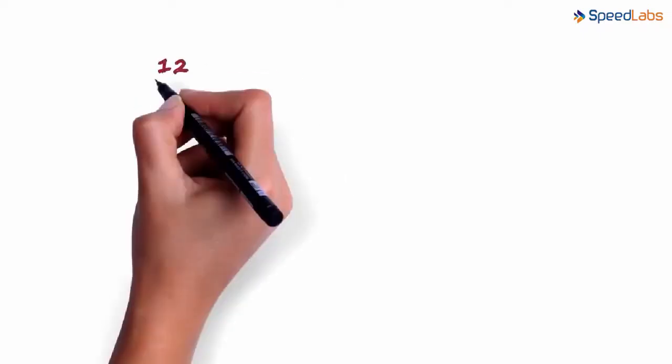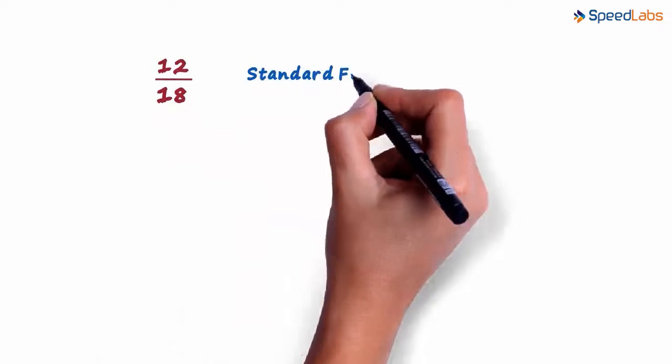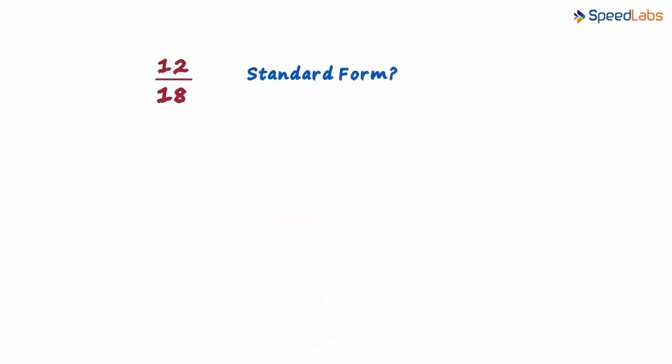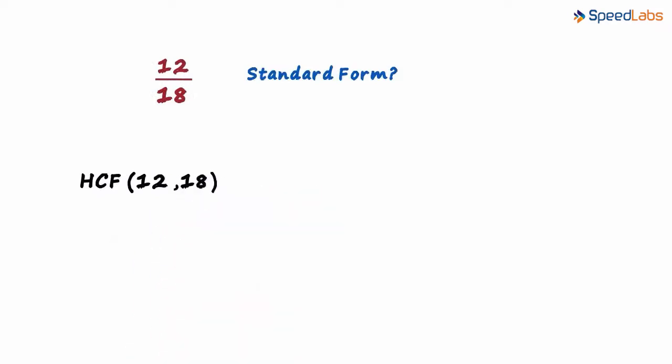Number 12 by 18. How do we reduce it to its standard form? Yes, as we saw in the previous video, all we need to do is divide the numerator and the denominator by their HCF. So we need to find the HCF of 12 and 18 here. One way in which we can find the HCF is by using continuous division.